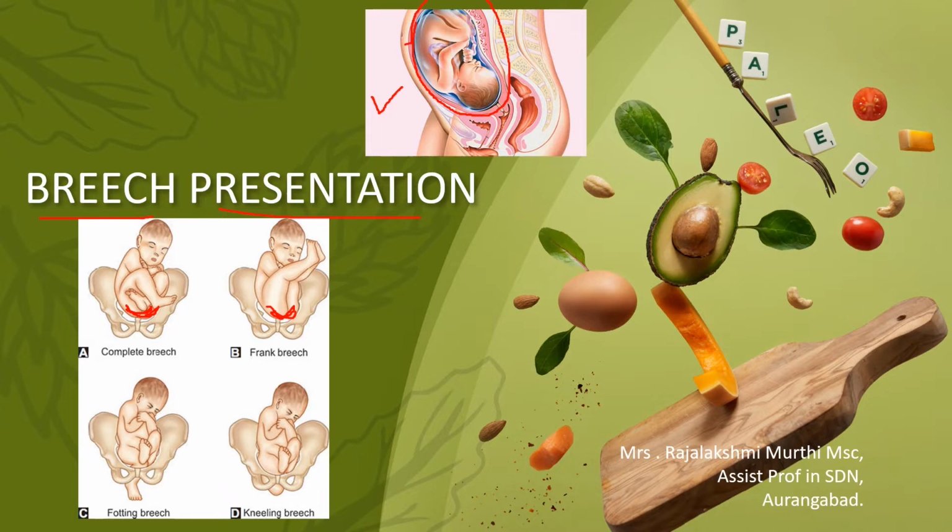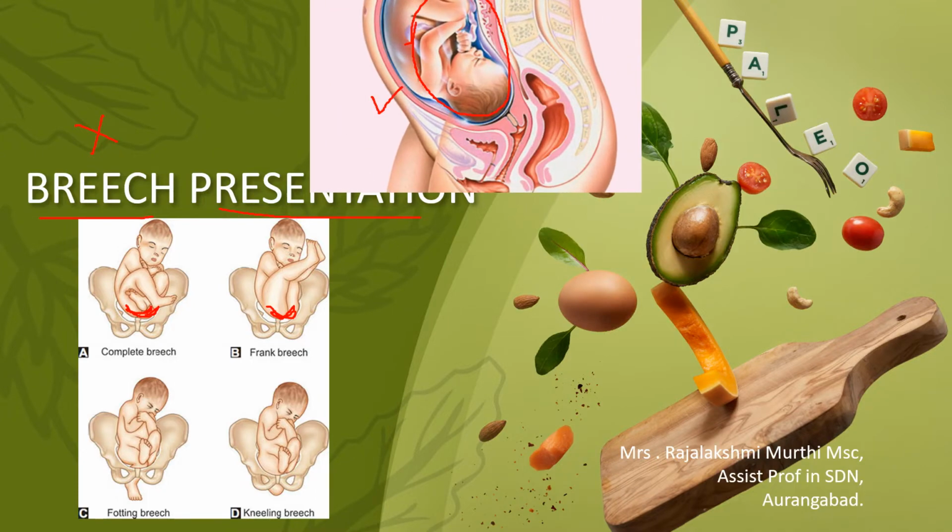normal position is LOA, that is left occipito anterior. The baby is always in this position, this presentation. So when it is in the opposite direction, that time we can consider it as a breech presentation. It is one type of malpresentation, an abnormal presentation. Here a lot of varieties are there: complete breech, frank breech, footling breech, kneeling breech. So one by one we can discuss in detail. Next, please.